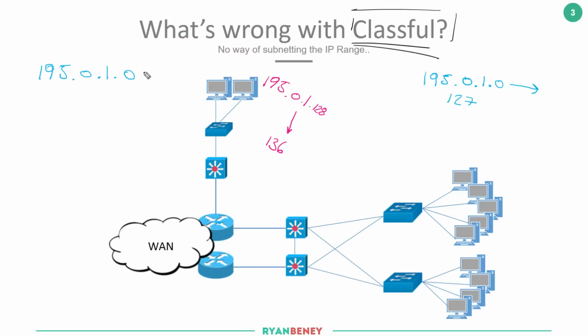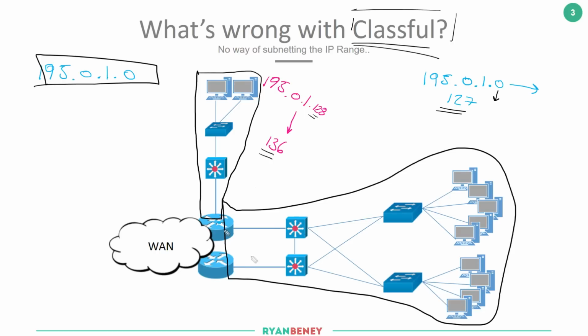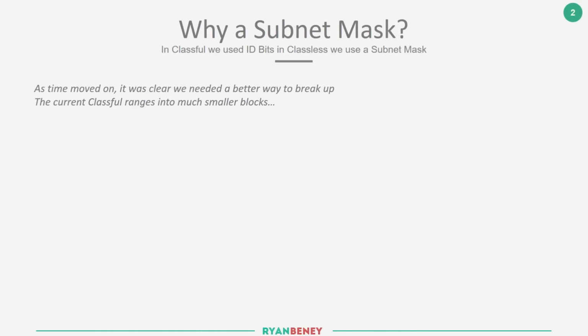195.0.1.0 network that our ISP originally gave us, but what we can do is have anything from 0 to, let's say, 127 be in this original large network, and then we can have anything from 128, picking up where this one left off, up to, let's say, 136 for this network. What we can do here is create small networks. So we can essentially subnet this network down into smaller networks to accommodate, and in turn we would waste fewer addresses. So as time moved on, it was clear we needed a better way to break up the classful ranges into much smaller blocks.